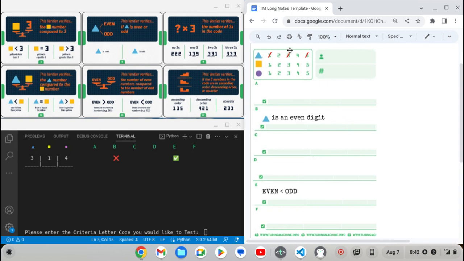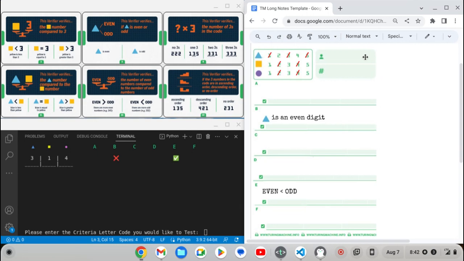And since we already have our lone even, that means that triangle and circle are both odd. So let's go ahead and cross out the evens, 2 and 4 in each of square and circle, since we already know that those are going to be odds. Okay, so far we know our solution is going to be even, odd, odd.